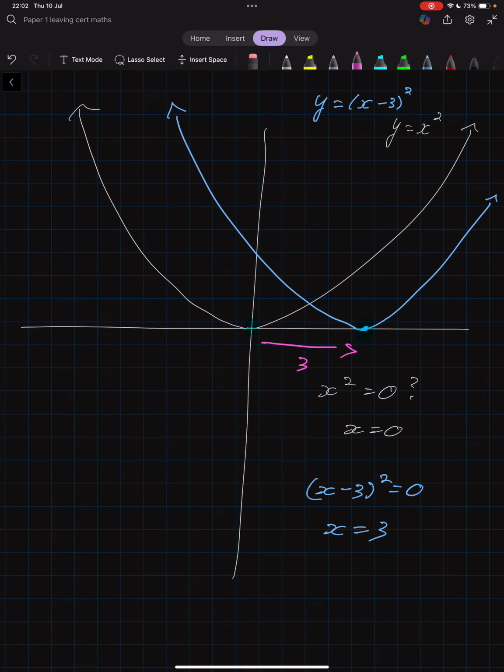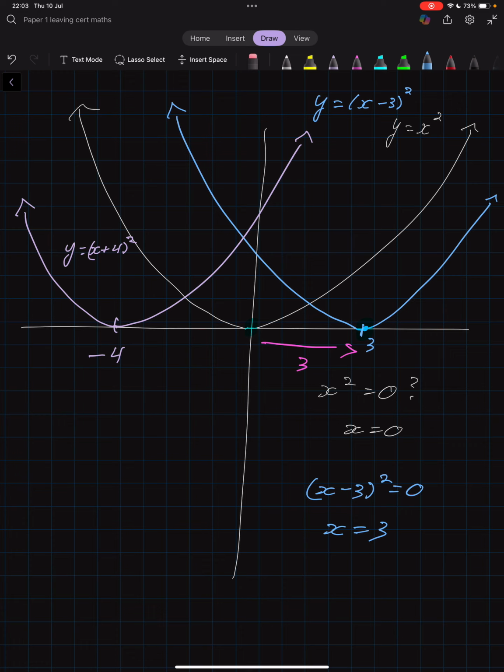So when you minus, you go to the right, and then the same thing: if you add, you go to the left. So say this is y equals (x + 4) squared, where this is going to be minus 4. Okay? So here, this is 3, and that over there is minus 4. So that's the main thing to know: if you add, you go to the left. If you minus, you go to the right. Okay?